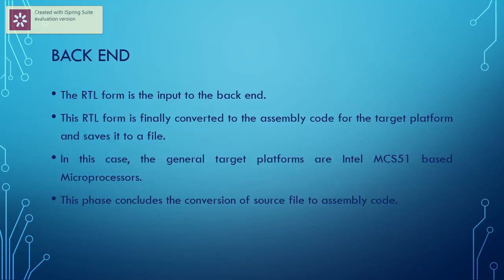Coming to the final part, backend. The register transfer language form is the input of this part. This form gets converted to the final assembly code output, which is targeted to target platforms like microprocessors. This concludes the compilation and conversion process of C source file to assembly code using various parts and phases of SDCC architecture.